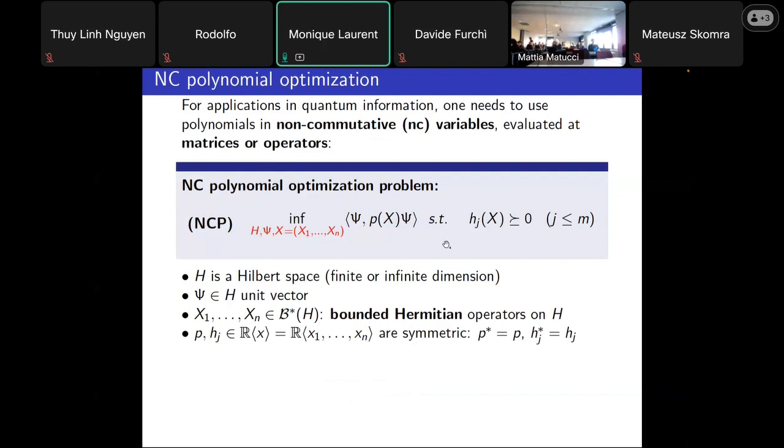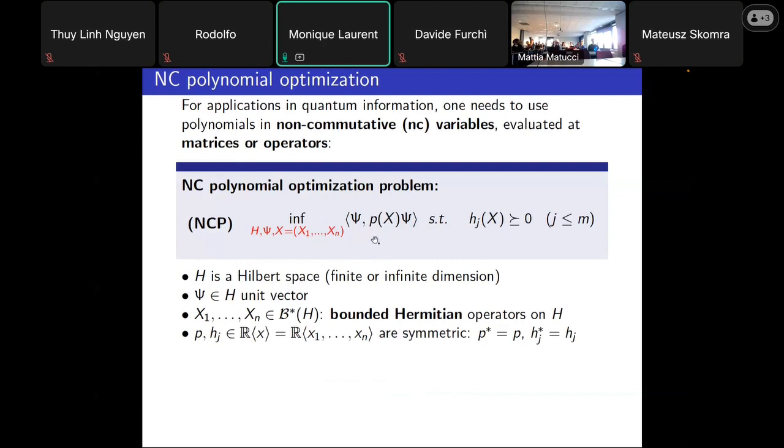So what does the problem look like? First of all, what are the constraints? I see here constraints saying that you have a polynomial hj, which evaluated at, let's say, a matrix tuple x equal to x1 to xn, so hj of x should be positive semidefinite. This defines a positivity region. The feasible region consists of matrix tuples whose evaluation at hj should give a PSD matrix.